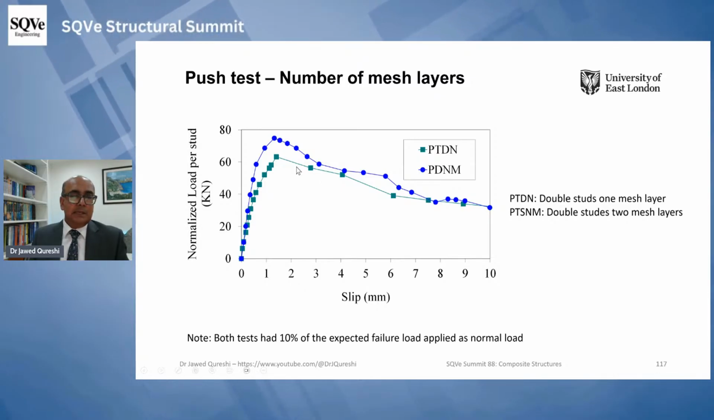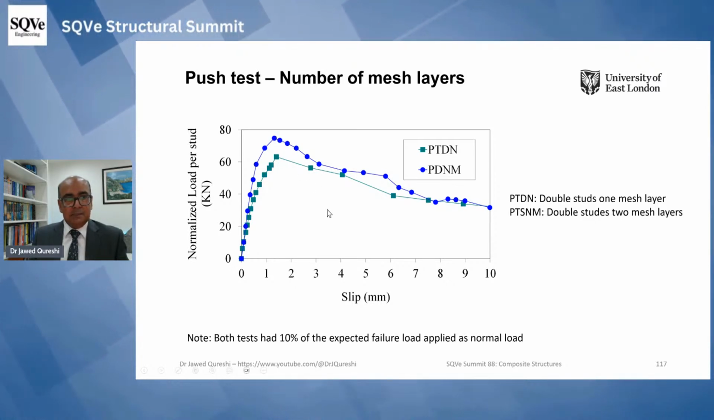Again, this is another example where we use double studs. And you can see that with double mesh layer, the capacity is higher. And this is real experimental data.